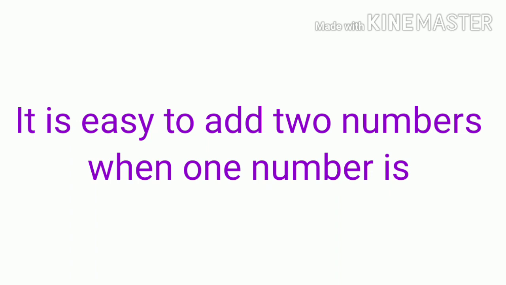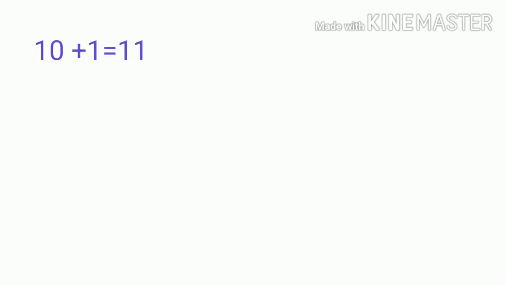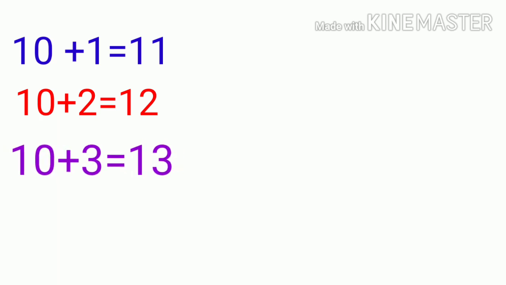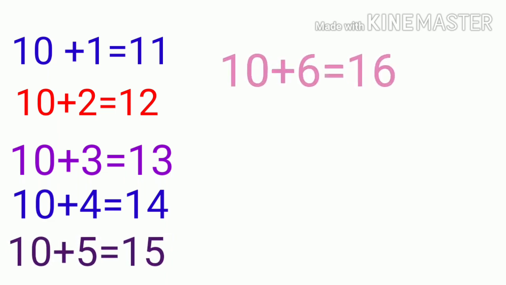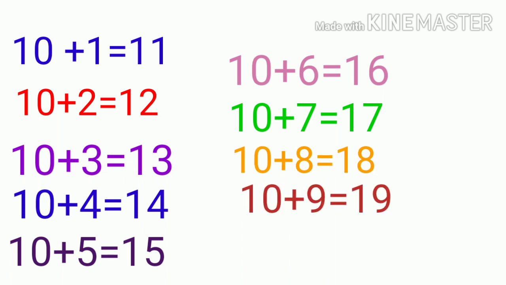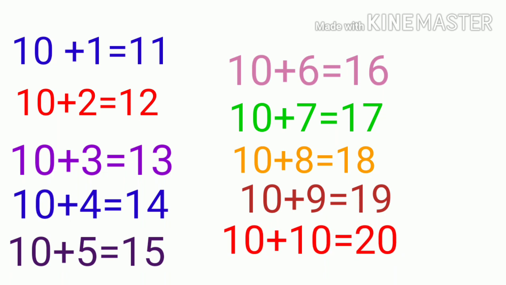Next, we learned adding 10. We know it is easy to add two numbers when one number is 10. We learned 10 plus 1 is equal to 11, 10 plus 2 is equal to 12, 10 plus 3 is equal to 13, 10 plus 4 is equal to 14, 10 plus 5 is equal to 15, 10 plus 6 is equal to 16, 10 plus 7 is equal to 17, 10 plus 8 is equal to 18, 10 plus 9 is equal to 19, and 10 plus 10 is equal to 20. Children, it is easy to add two numbers when one number is 10.